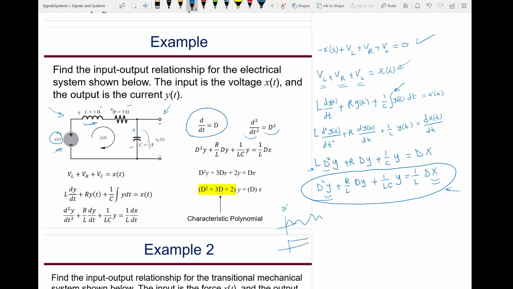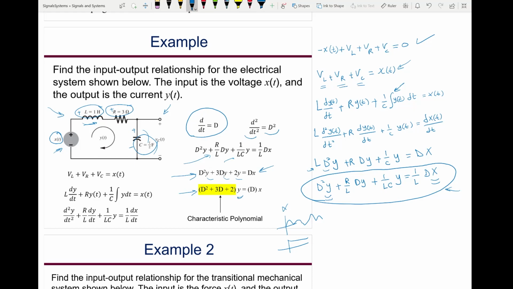It's much easier. Okay, here I just plug in the values: L is 1 Henry, R is 3 ohm, and the capacitor is a half. If you plug these values in here, that's the equation you will get. And if you take y as a common factor here, later on we will learn this is called the characteristic polynomial of the system. We will learn this in more detail in the next chapter.